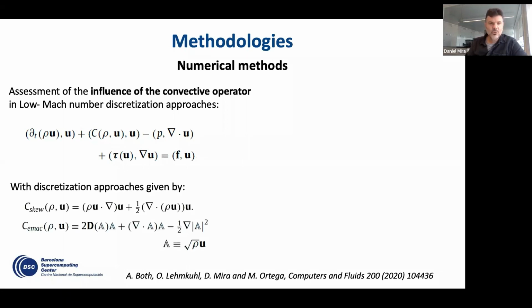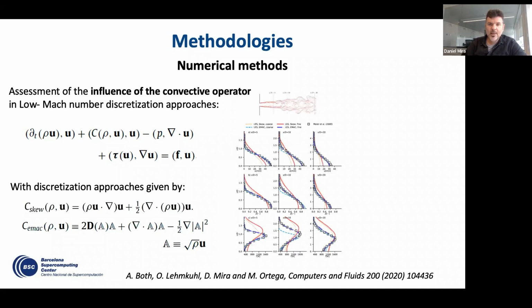So in this case, what we did is that we compared two different approaches for the convection operator: the classical skew-symmetric, which conserves the kinetic energy, and also EMAC, which is an energy-conserving but also momentum-conserving algorithm. And then we applied these different closures on the convective term for solving some specific reacting flows. We started with a simple jet flame from the ISF workshop.